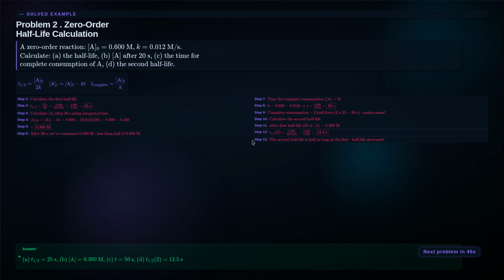Step 4. Calculate the second half-life. After 25 seconds, concentration has fallen to 0.300 molar. The second half-life equals 0.300 over 2 times 0.012, which equals 12.5 seconds. Notice the second half-life is half as long as the first, demonstrating that zero-order half-lives decrease as concentration drops. Answers: half-life 25 seconds, concentration after 20 seconds is 0.360 molar, time for complete consumption 50 seconds, second half-life 12.5 seconds.